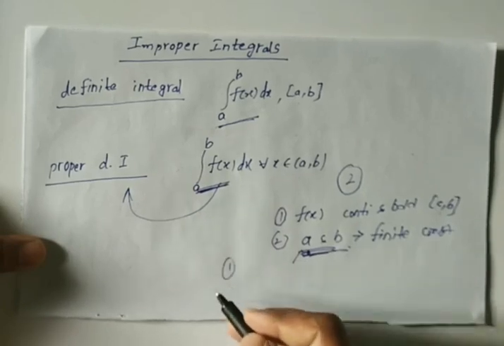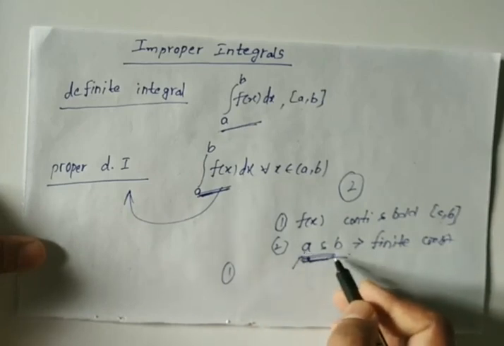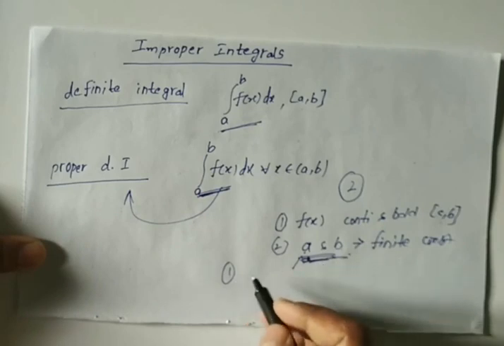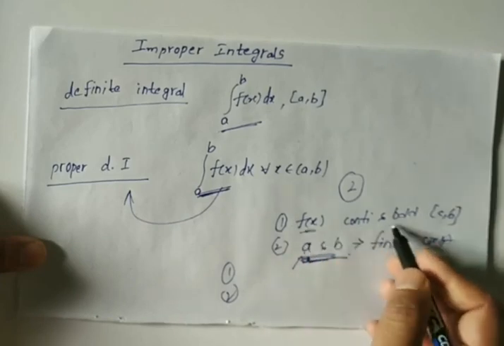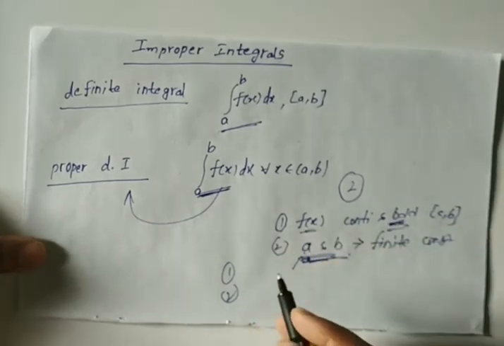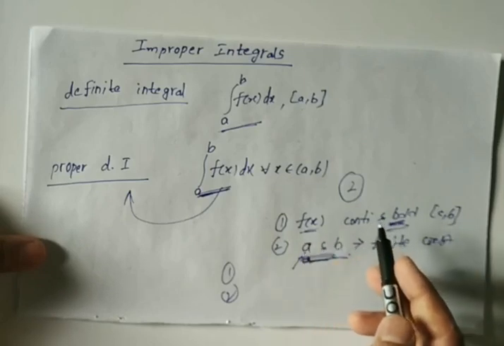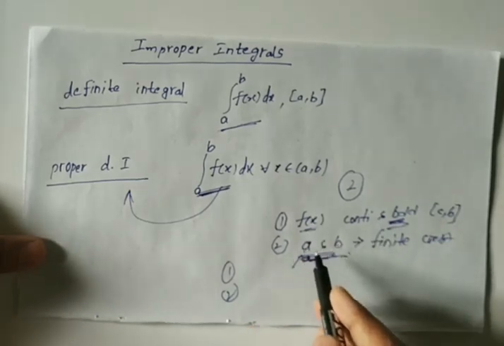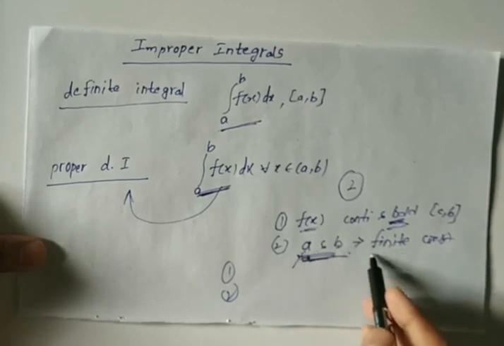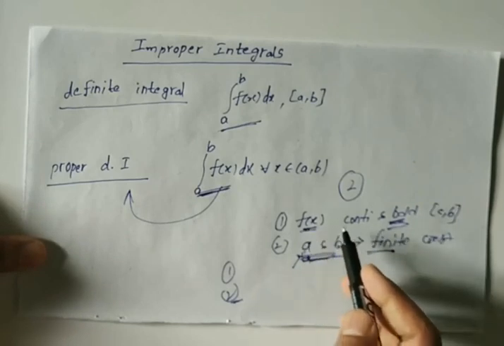First one: either one or both of the limits of integration are not finite. Second one: f of x is not bounded. That means f of x is unbounded at one point or more points. Improper integral is nothing but either one or both of the limits of integration are not finite, or f of x is unbounded at one point or more points.